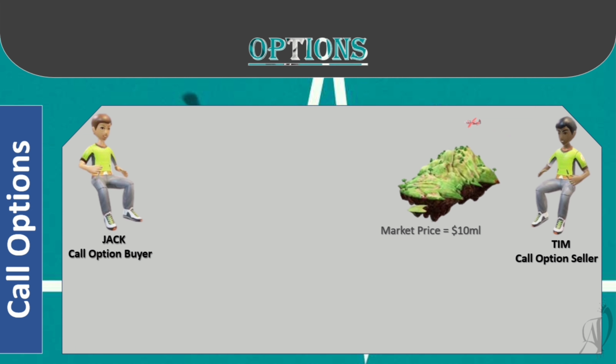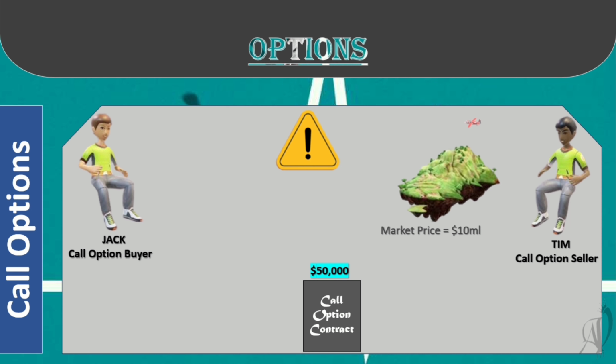But Jack also knows that there is a risk, as if the government decides not to build the airport, then his money will get stuck in the land deal. So Jack decided to enter an option contract with Tim by giving him $50,000 as token money, which is also known as the option price or option premium.